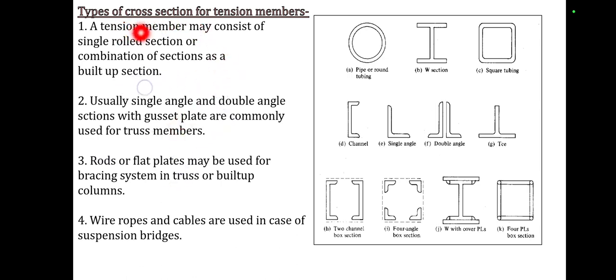So these are the types of cross section for the tension member. A tension member may consist of a single rolled section or combined sections as a built-up section. Usually single angle and double angle sections with gusset plates are commonly used for truss members. Rods or plates may be used for bracing systems in a truss or a built-up column. Wire ropes and cables are used in suspension bridges.